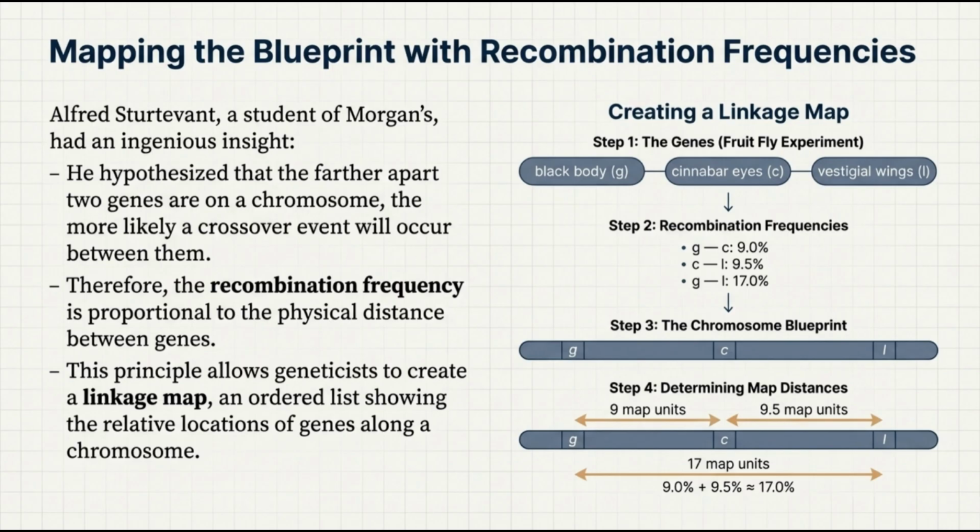You can. This insight allows us to create a linkage map, an ordered list of the relative locations of genes along a chromosome. You don't need a powerful microscope. You just need to analyze the offspring ratios. That's incredible. You're building a physical blueprint of heredity just by looking at statistics. It's one of the great analytical achievements in biology, truly.